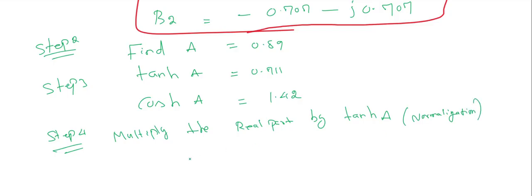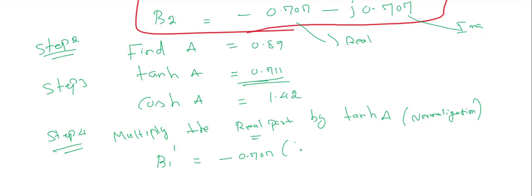Normalization. So B1 dash is equal to, what is the tan HA value? 0.71. So multiply the real part. What is the real part? This is the real part, and this is the imaginary part. So multiply the real part, minus 0.707, by the tan HA value. This is minus 0.711 plus j 0.707. B1 dash plus j 0.707 gives the new Butterworth poles.